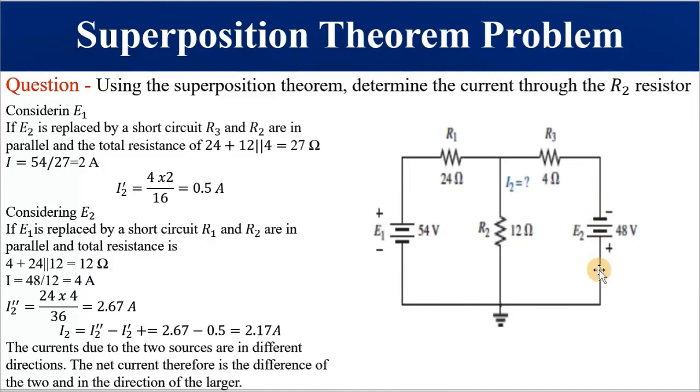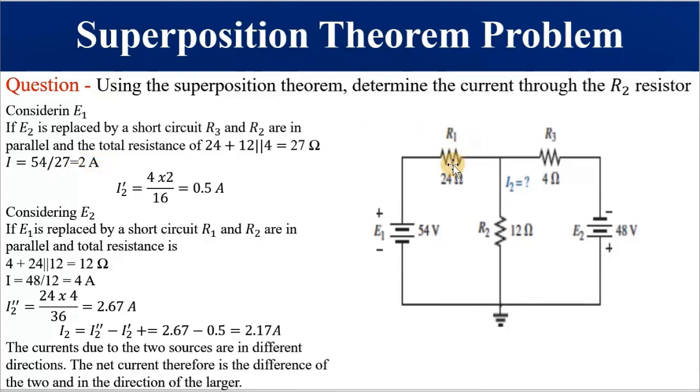If we replace it with a short circuit, it means that R2 and R3 will be in parallel, and their effective resistance will be 12 times 4 divided by 16, and you add that to 24 like what is shown. If you do that, you discover that the total resistance will be 27 ohms. Then how do you find the current? Current is voltage divided by resistance. So it will be 54 divided by 27 ohms, and that is going to give us 2 amps.